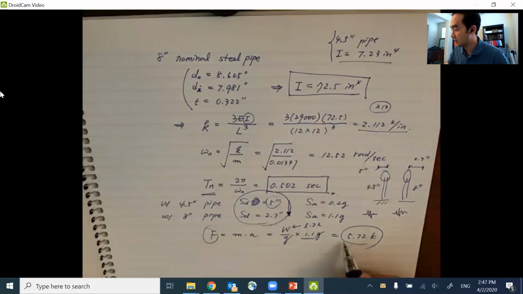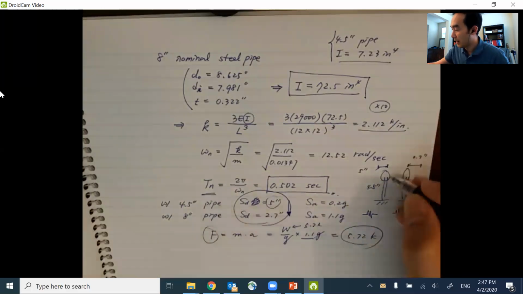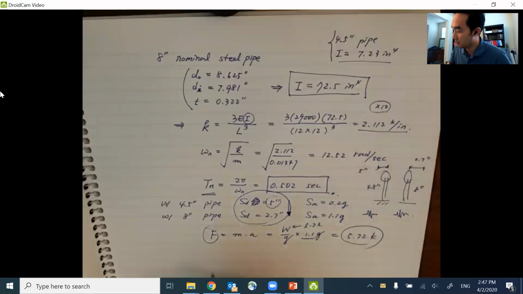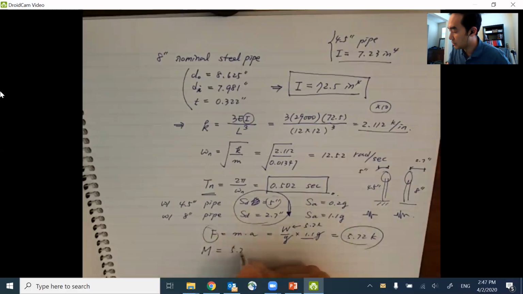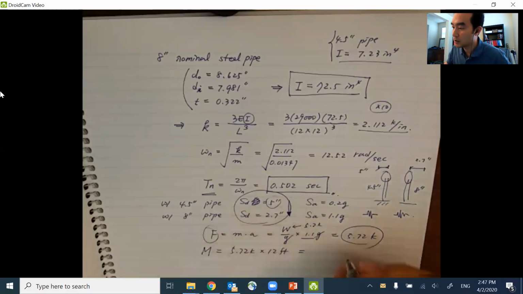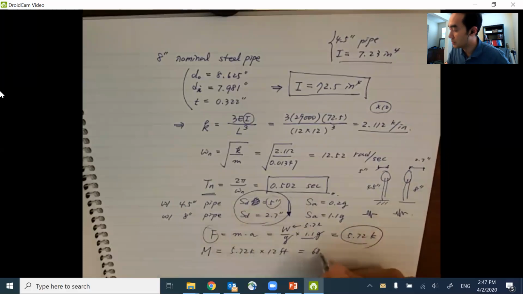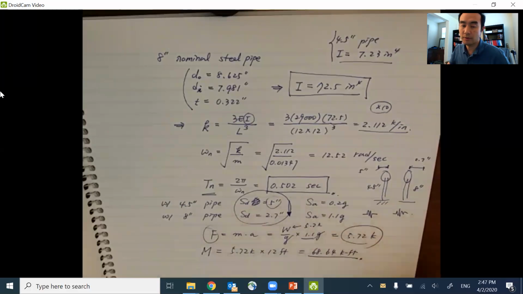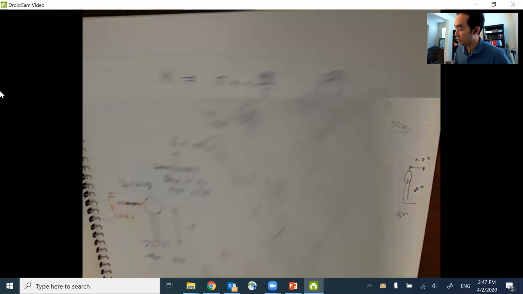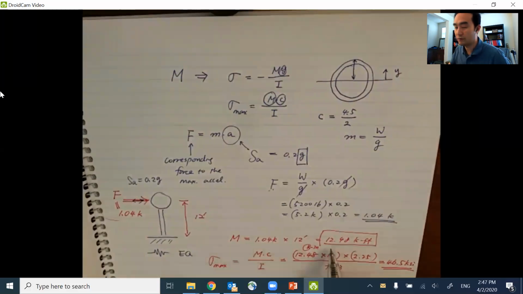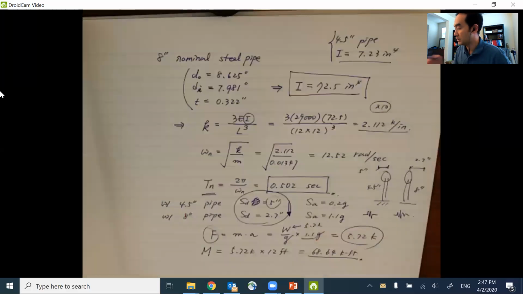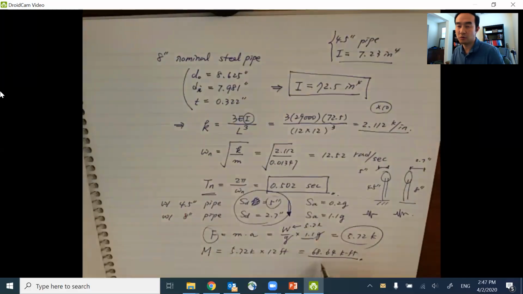Now, this times height will give us the moment. So the moment is going to be 5.72 kips times 12 feet, which is equal to 68.64 kip-feet. That is going to be the maximum moment. Compared to the moment before, which was 12.48, now it is 68.64, which is really, really larger.